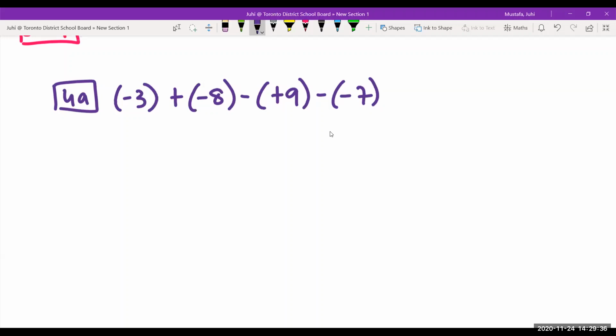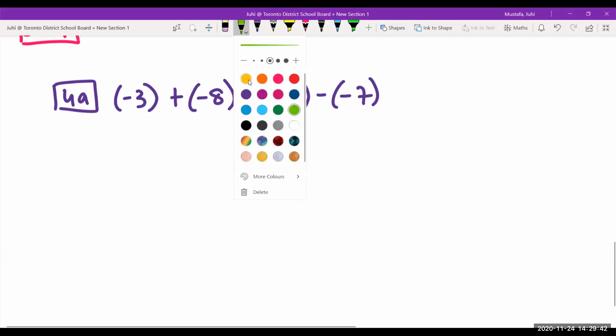Okay, so how do I do a question like this? Do not start to organize and rearrange these questions. What you need to do is you have to first clean up the signs.